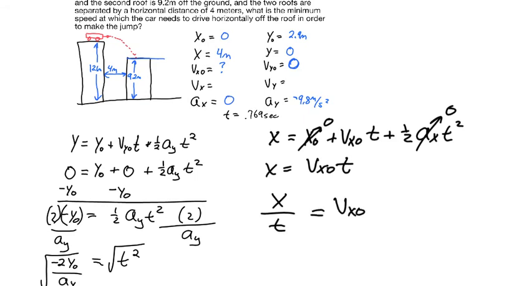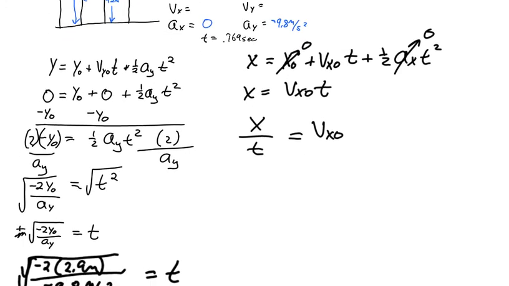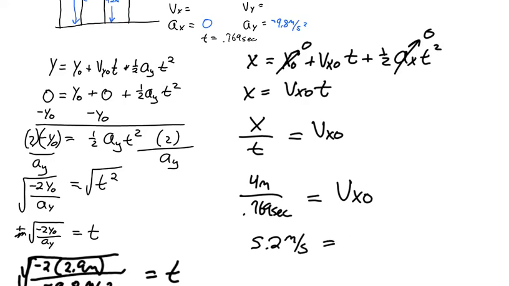So at this point then, we can solve for vx naught. I'll plug in my x is 4 meters. The time is 0.769 seconds. And that's equal to our vx naught. And that'll get us a value of 5.2 meters per second equals vx naught.